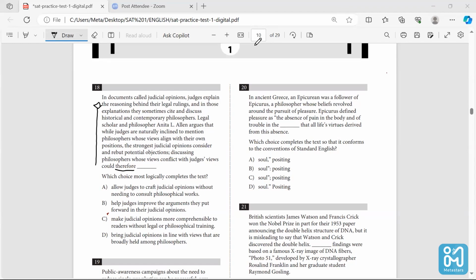And the keywords for that: philosophers, legal scholars, and argues that while judges are naturally inclined to mention philosophers whose views align with their positions, judicial opinions consider and review the potential objections. Discussing philosophers whose views conflict with their views could therefore what? What will help them, guys? Or allow them to do what, guys?